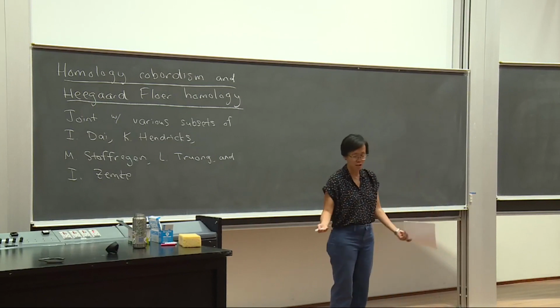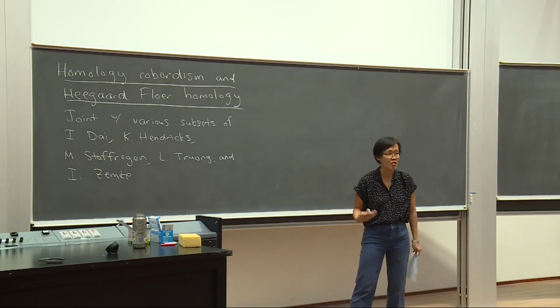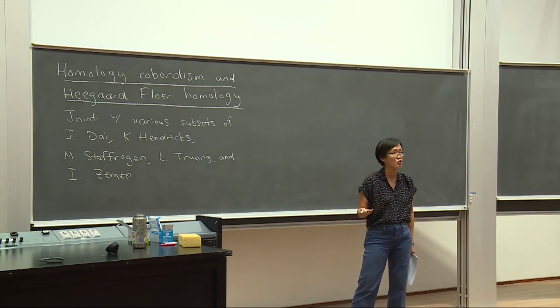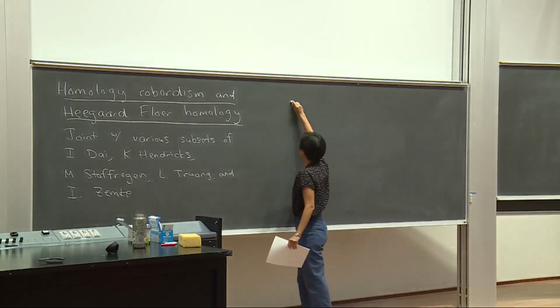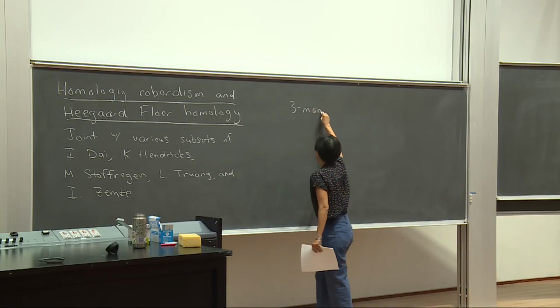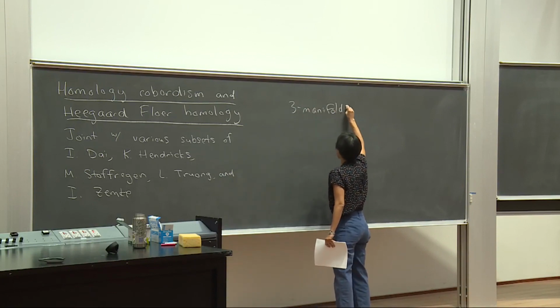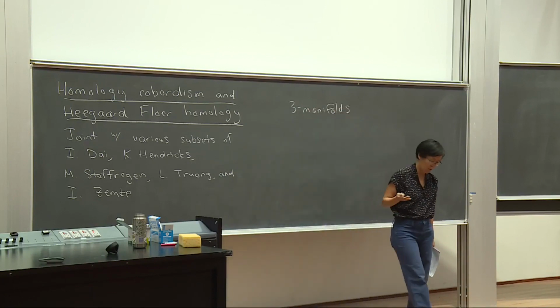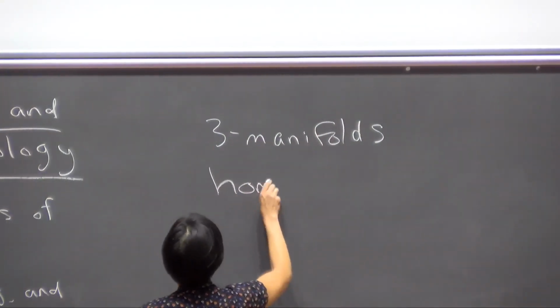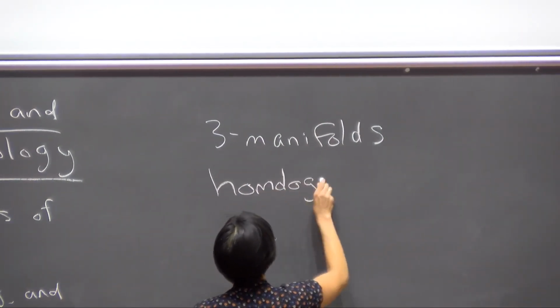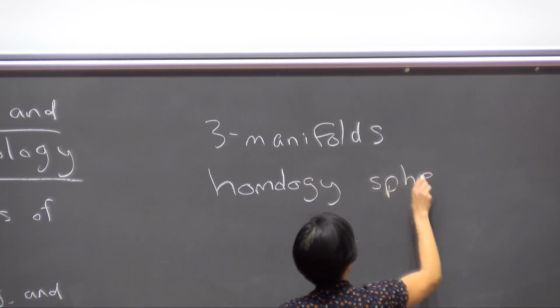So I'm a low-dimensional topologist, so I study 3-manifolds, 4-manifolds, knots and surfaces inside of them. So today we're going to be talking about 3-manifolds. We're going to be talking about a particular class of 3-manifolds. So we're going to be talking about homology spheres. Those are 3-manifolds that have the same integral homology as S^3.